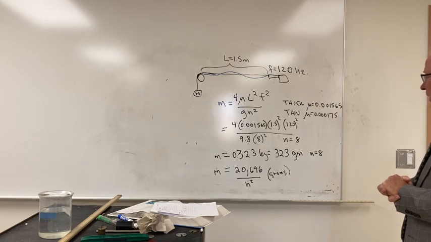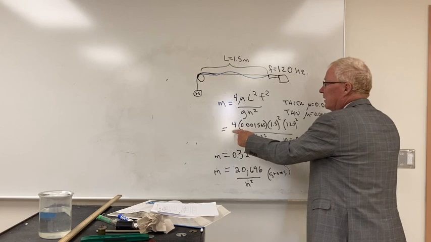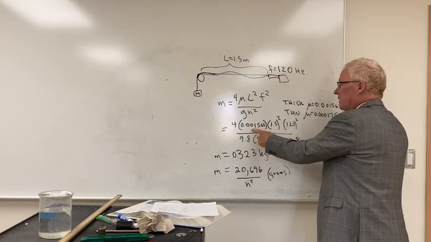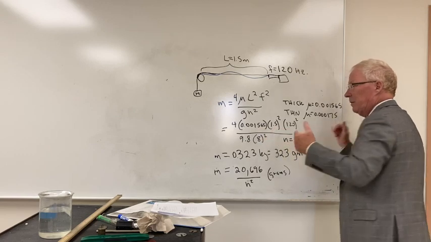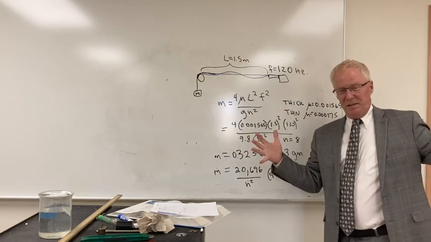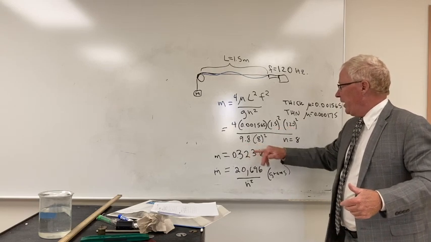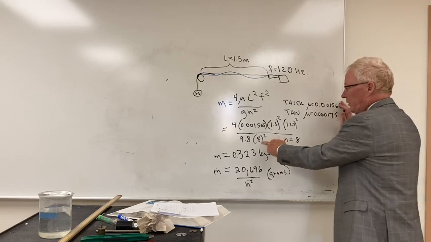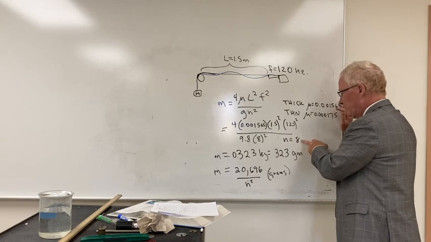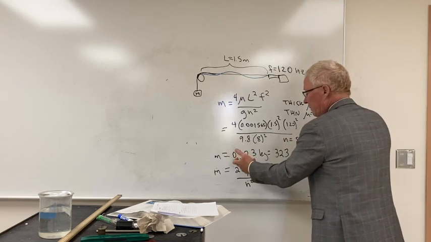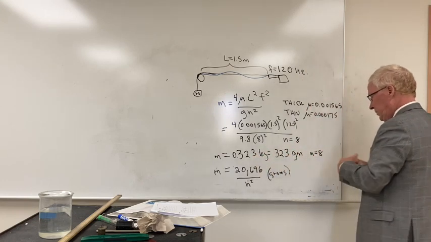So to do this for the thick string, what it's going to be is 4 times this number, 0.001565, times the length of the string that I set this at, 1.5 meters times 120, divided by 9.8. For the example, I'll use n equals 8, and for n equals 8, we end up with 0.323 kilograms, or 323 grams.